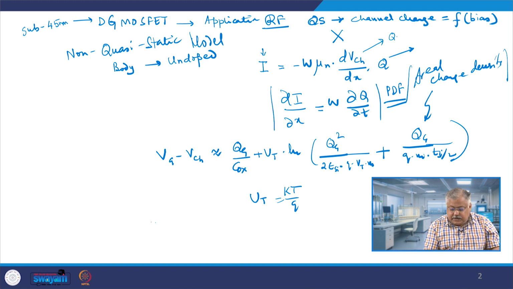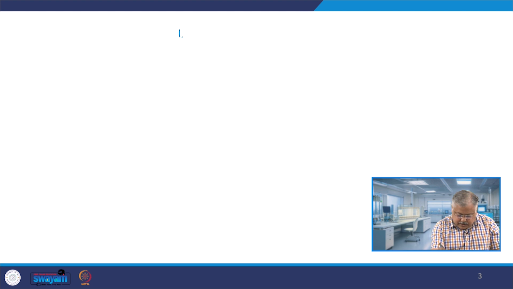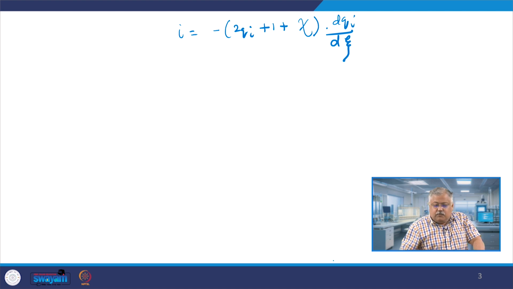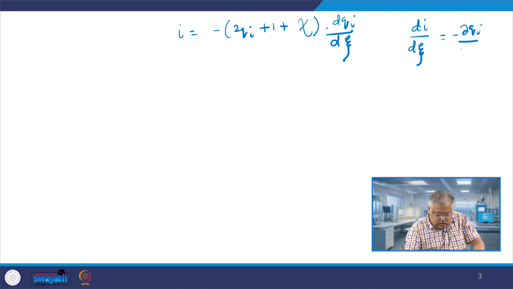the device can be written, let me use the next slide, as I equals minus 2 times Qi plus 1 plus some value chi multiplied by dQi d xi, right, which means that the current is now actually a function of charge, variation of charge with xi, right. And if you try to find out xi, I can tell that dI d xi will be equal to minus del Qi del tau, which means that the current and charge are related in a manner shown here, where tau is basically a sort of a lifetime.